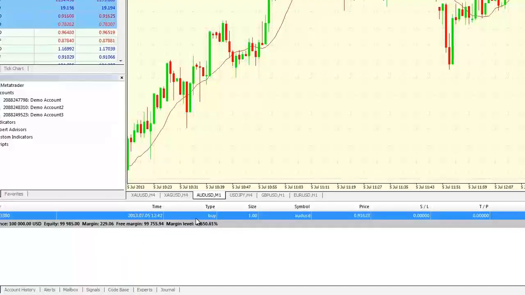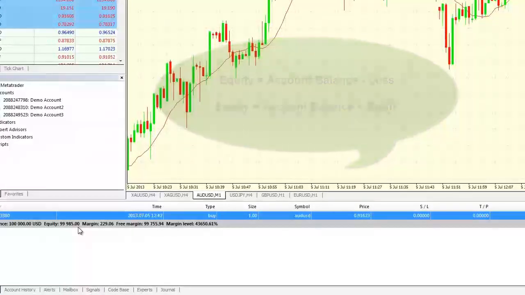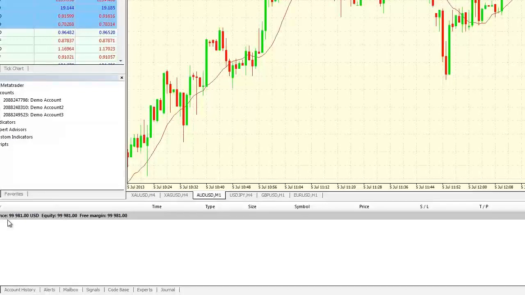But since I'm losing on this position, the equity would always be less than account balance, since equity is equal to account balance plus or minus the profit or loss. In this case, it's a loss, therefore equity is account balance minus the loss. Right now the loss is $15, so the equity is 100,000 minus 15, which is 99,985. Now once I close this order, you would see that the balance is equal to equity is equal to margin again.